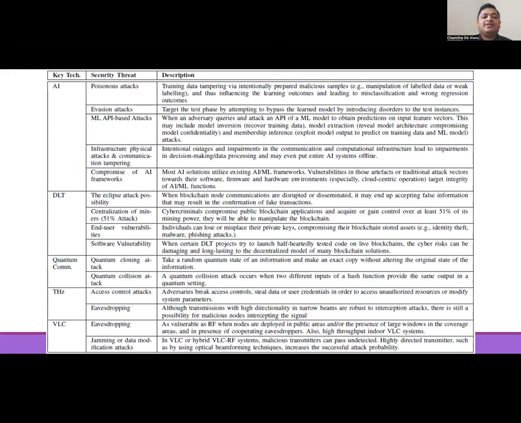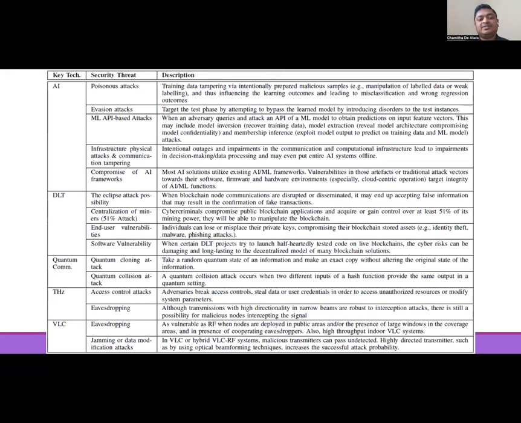If you look at DLT, distributed ledger technologies like blockchain, there are things like the 51% attack, where more than half of the nodes can be compromised, though it's not realistic if there are a large number of devices, a large number of participating nodes in such blockchains. If you look at quantum computing, there are quantum cloning attacks. And if you look at terahertz communication, there is eavesdropping and maybe access control attacks, because terahertz communication can happen only over a very small distance because of the very high frequency.